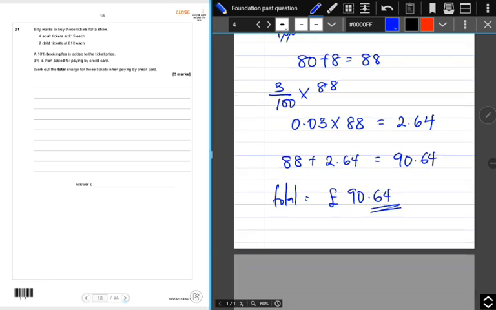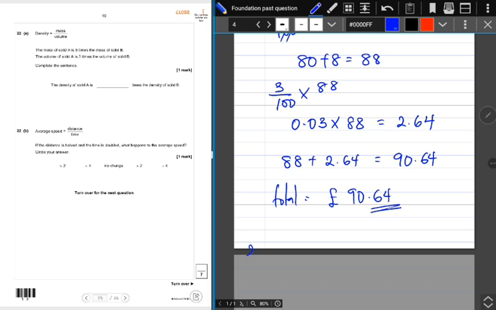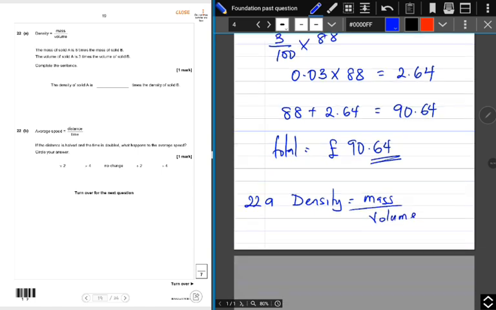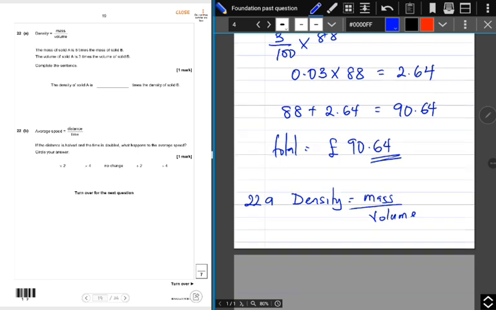Let's see, we have more questions. Question 22a, we're already given that density equals mass over volume. The mass of solid A is 6 times the mass of solid B. The volume of solid A is 3 times the volume of solid B. So that is telling us that we have density A and density B. Complete the sentence: the density of solid A equals dash times the density of solid B.